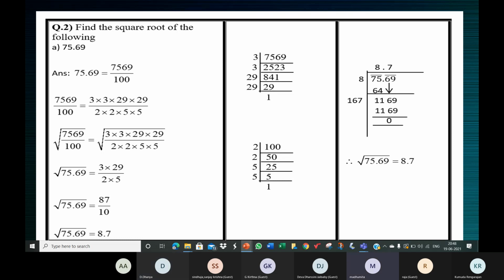Excuse me, ma'am. Ma'am, we should do the prime factorization for 301 by 721 or the improper fraction? For the improper fraction, if you want, you can also use the long division method. You can find the square root for the numerator and denominator using the long division method also.